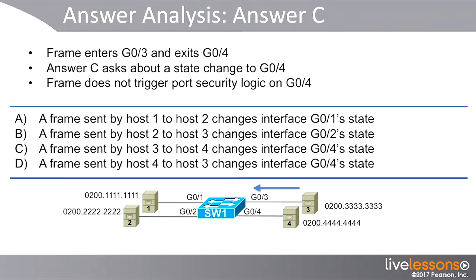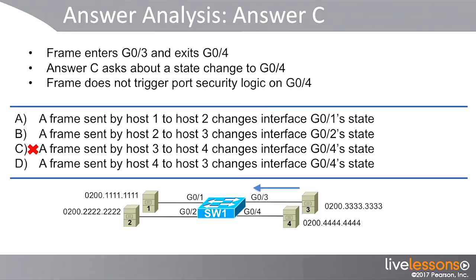Port security logic works for incoming frames on an interface. So this frame is going to come in G0/3 and out G0/4. It would only possibly cause an interface state change on G0/3. So we can rule out answer C because of the direction of the frame and the interface mentioned. Don't even have to look at the configuration.